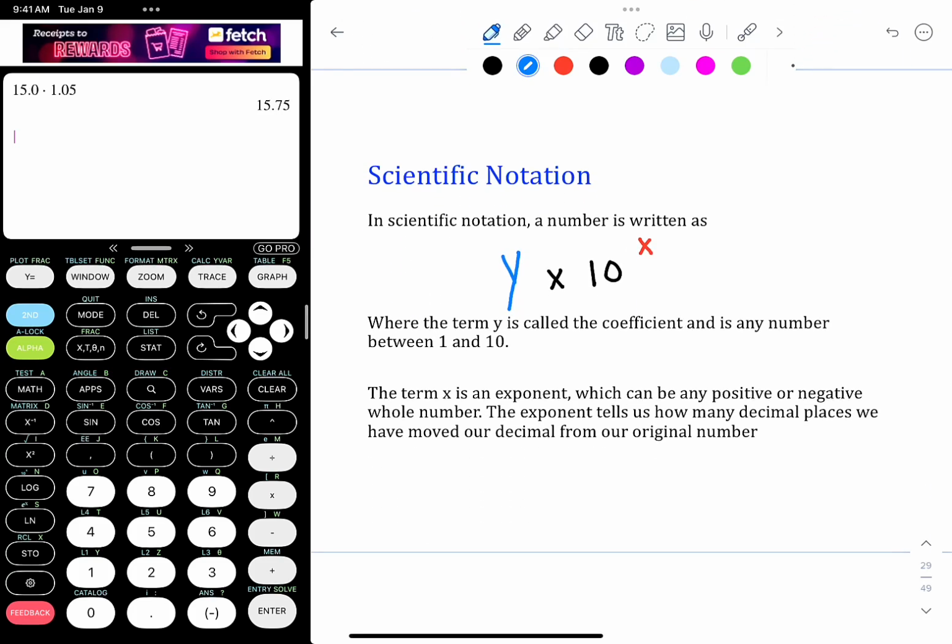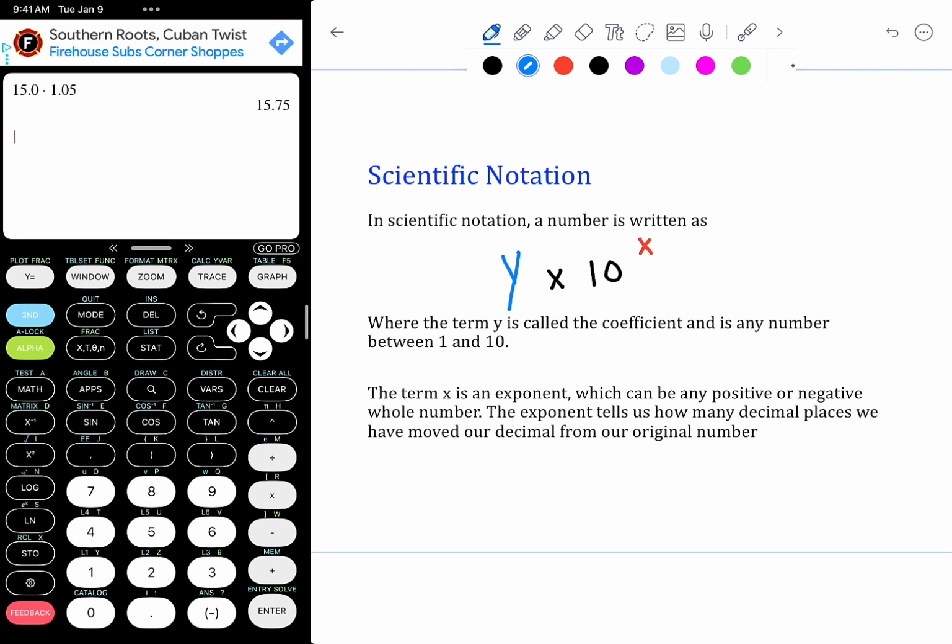Okay, so here's our section on scientific notation. If what I've been saying about scientific notation throughout this lecture has been confusing, then I would listen up to this portion. So, in scientific notation, a number is written as y times 10 raised to the x.